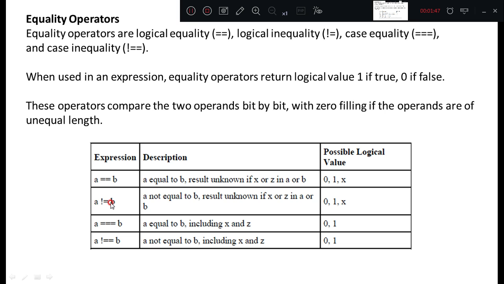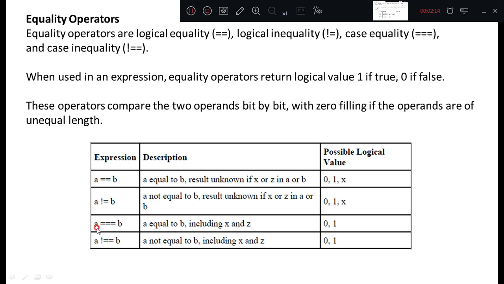A not equal to B, again here it is the same, 0, 1, X. If A and B are not equal, then 1. If A and B are equal, in that case you will get 0. If any of the bits of A or B contain X or Z, in that case the final result will be unknown.